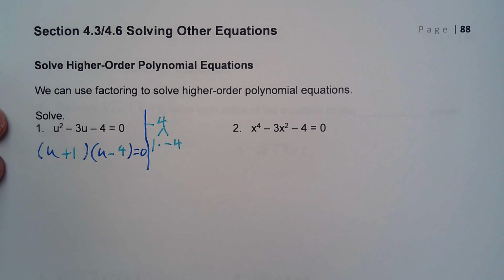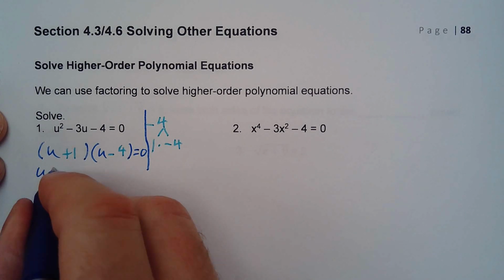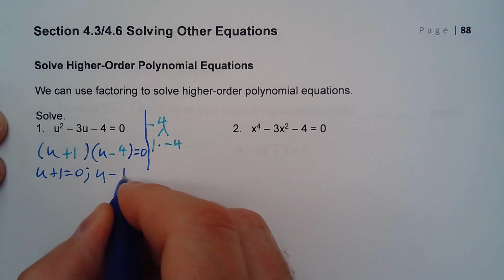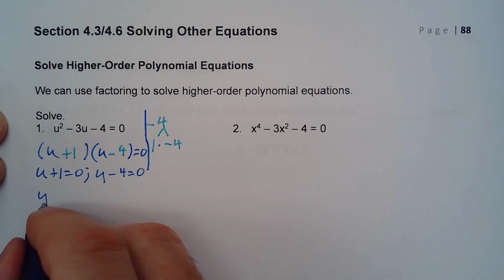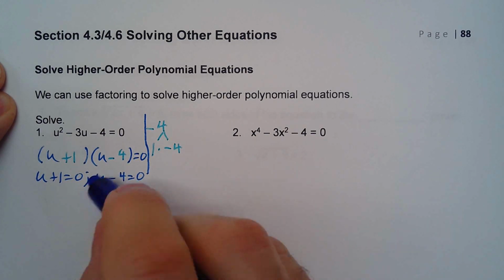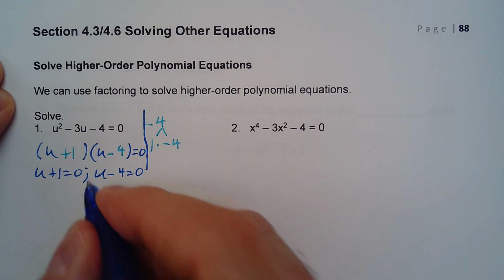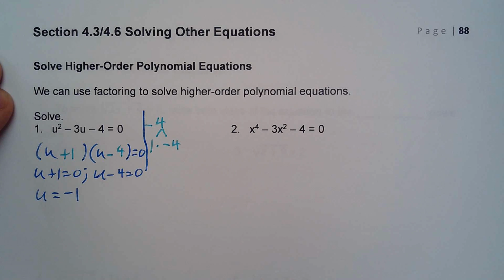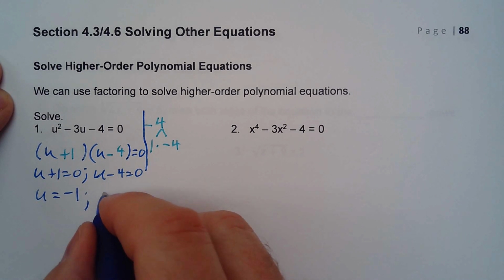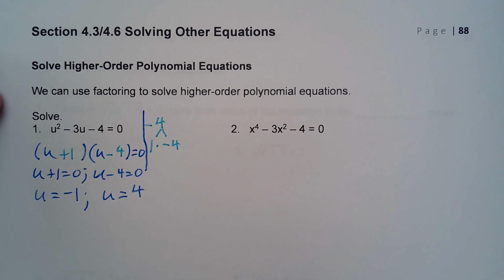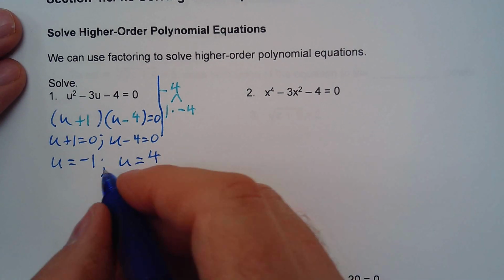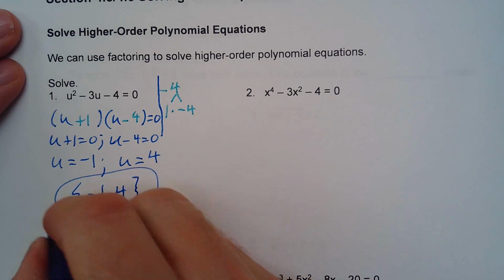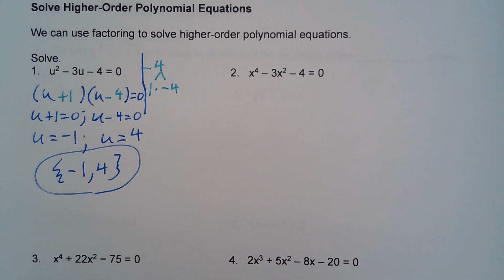And then we just go through and set each factor equal to 0 and solve. So this gives me u equals negative 1 if I subtract 1 from both sides. On the second one, I need to add 4 to both sides. So those would be my two answers, negative 1 and 4.